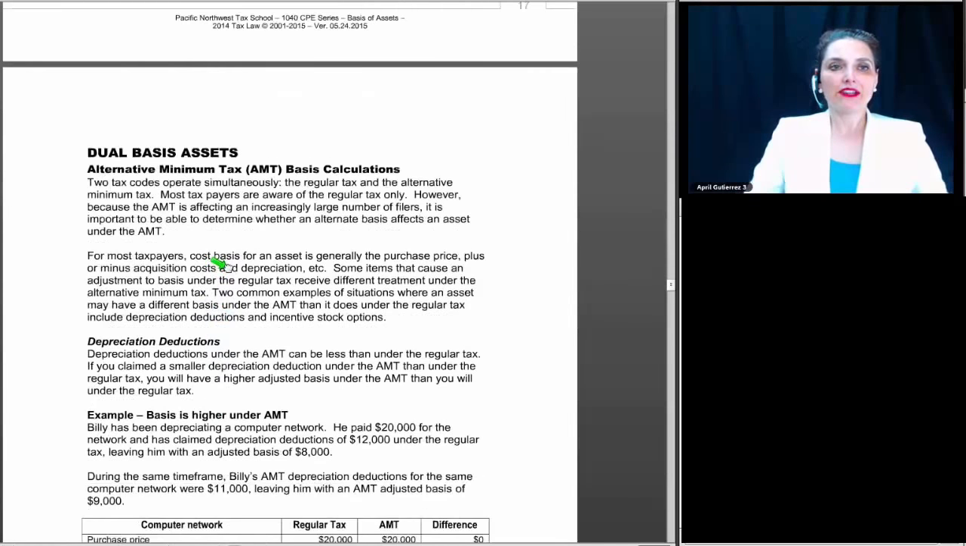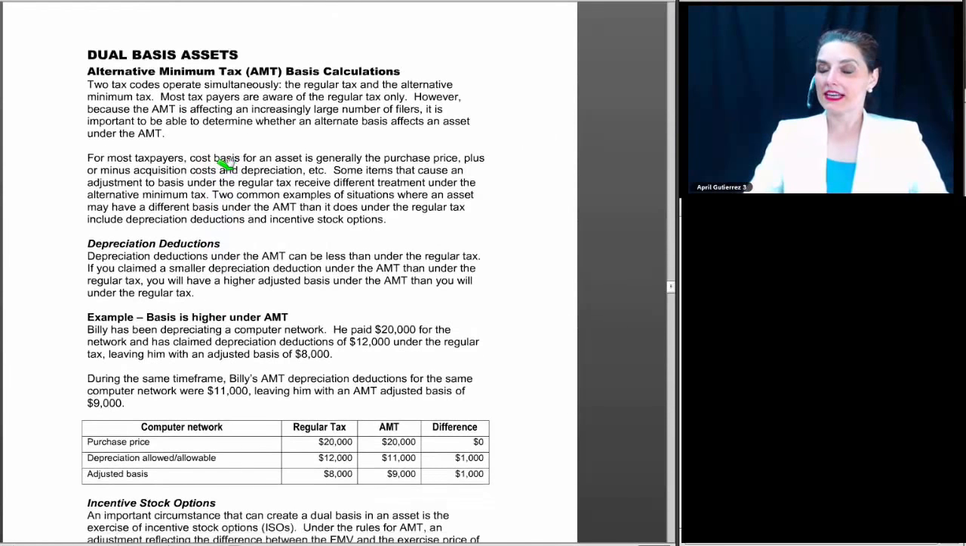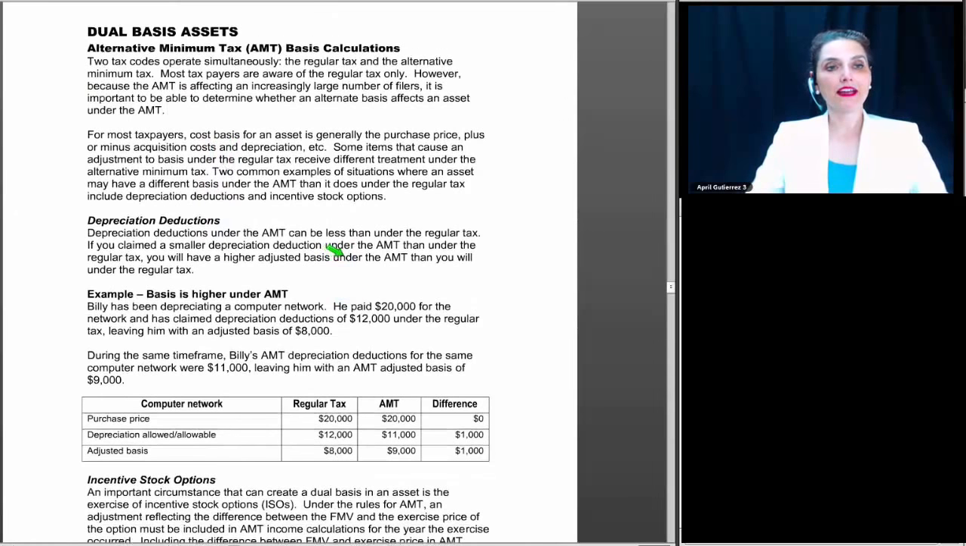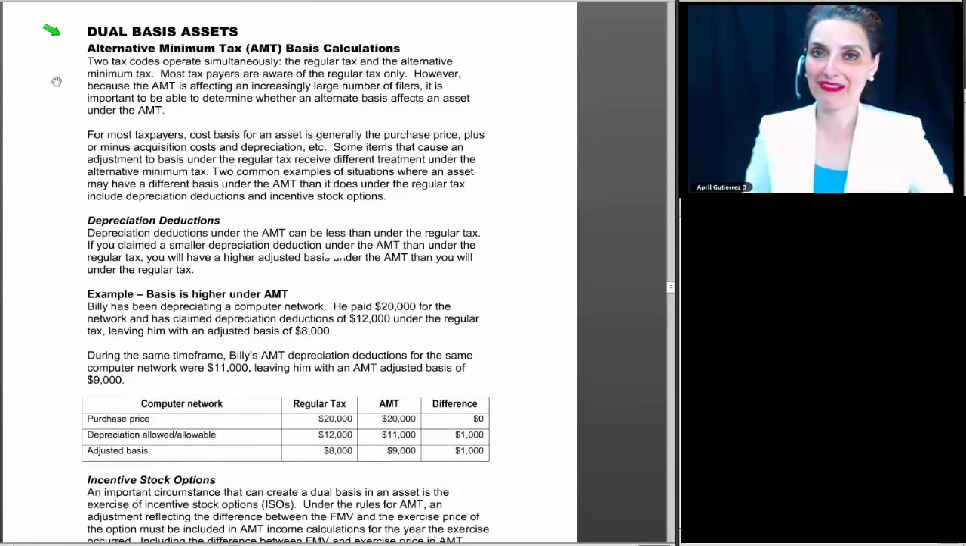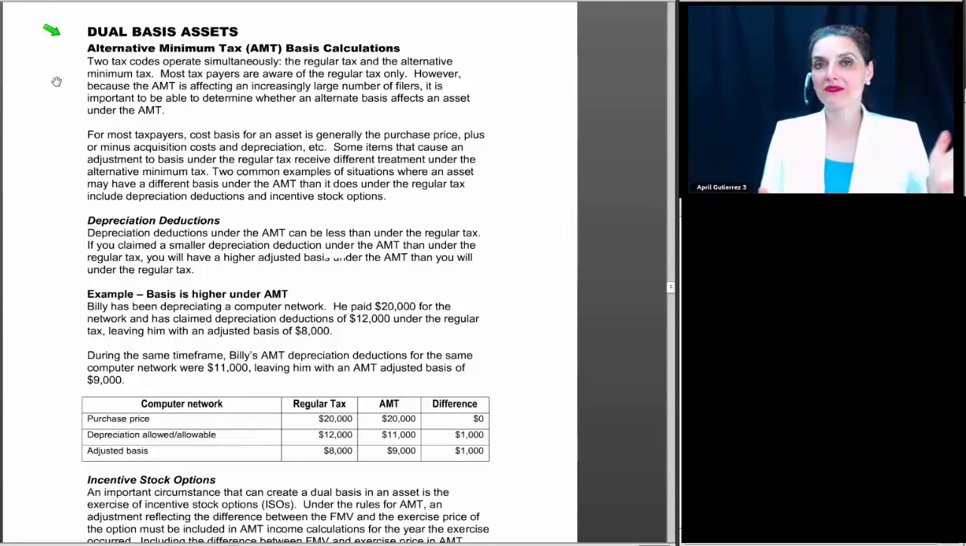So let's talk now a little bit about dual basis assets. That adds another whole level of complexity to basis of assets. And I have a completely other course in which I cover the alternative minimum tax, and we look more at figuring your basis or your dual basis in an asset there. But we're going to talk about it a little bit today as well, and how alternative minimum tax can have a tax basis all its own.